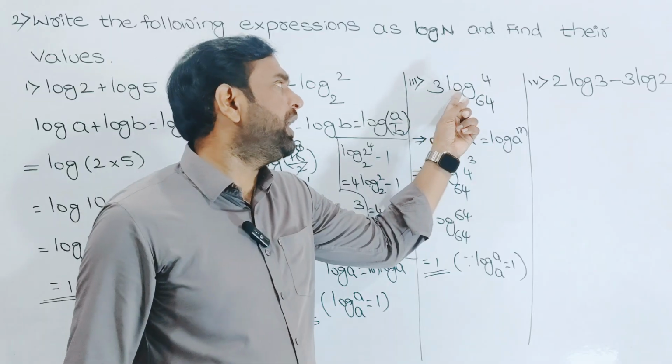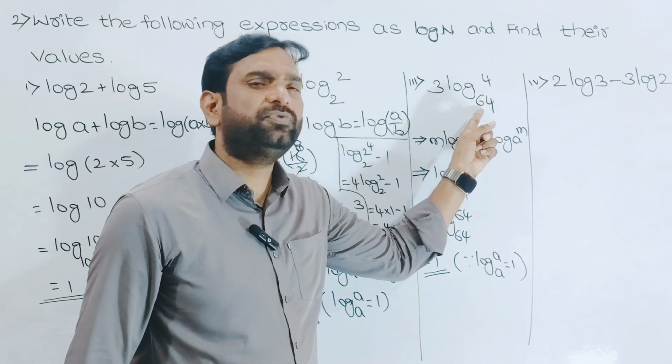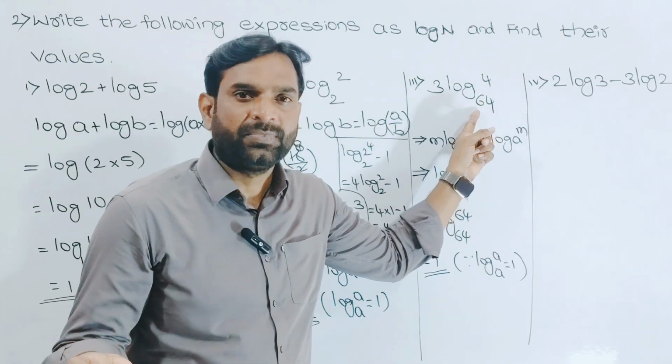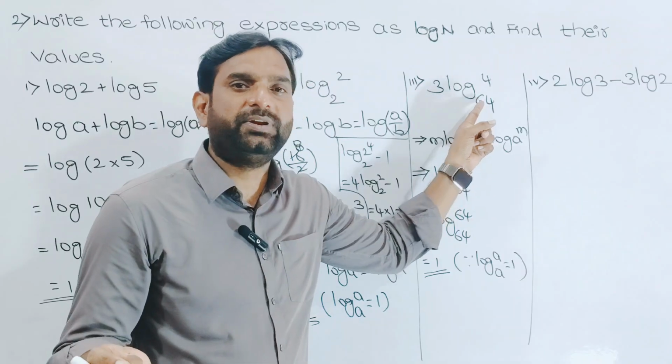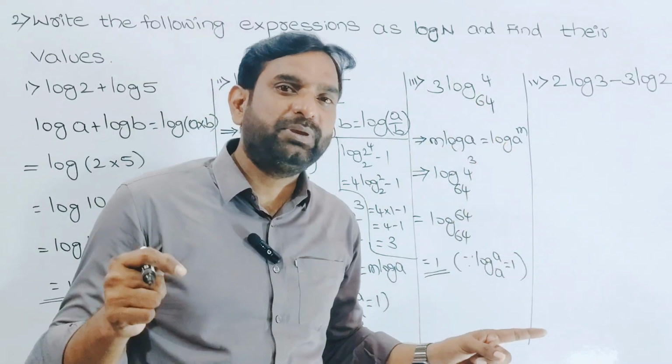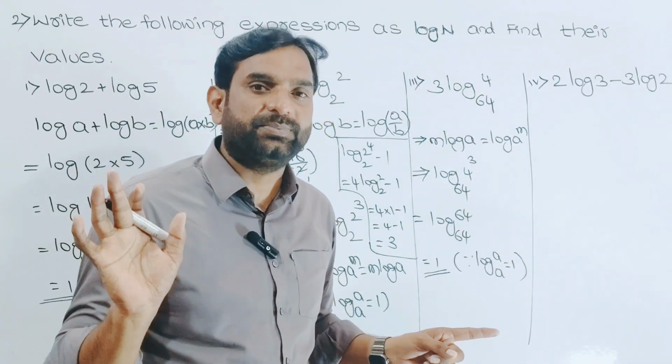We can do it like this also. 64 can be written as 4 cube. Log a base b power n is 1 by n log a base b.